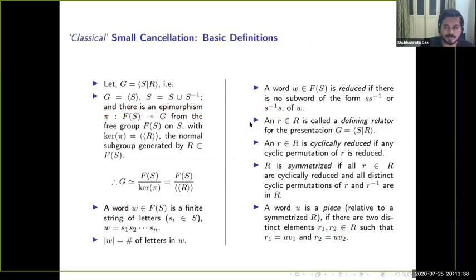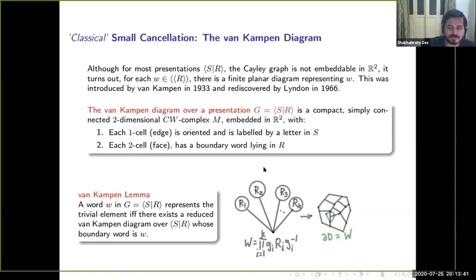What van Kampen's lemma says is that if G is the quotient of the free group F_S by the normal subgroup generated by this subset of words, then a word W is trivial in this quotient if and only if there exists a van Kampen diagram, a diagram of this type, over this presentation whose boundary word is W. Roughly, how we get there is that since the word is trivial in G, it must lie in the normal subgroup generated by R.